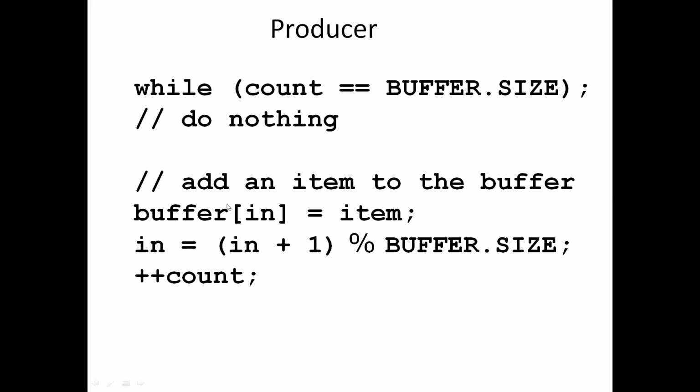Here, after the producer produces an item, initially the in value is 0. So in the buffer of 0 location, the first item produced by the producer will be stored. Assume the first item we have produced is 10, so 10 will be stored in buffer of in, that is the buffer's 0th position. Now we increment the in value by 1: in is initially 0, 0 plus 1 mod buffer size 5. 0 plus 1 is 1, and 1 mod 5 is 1.